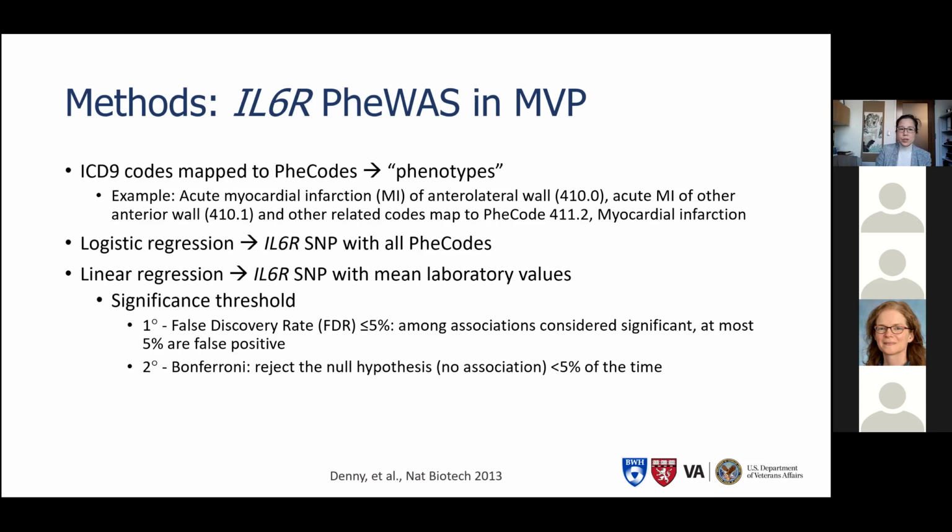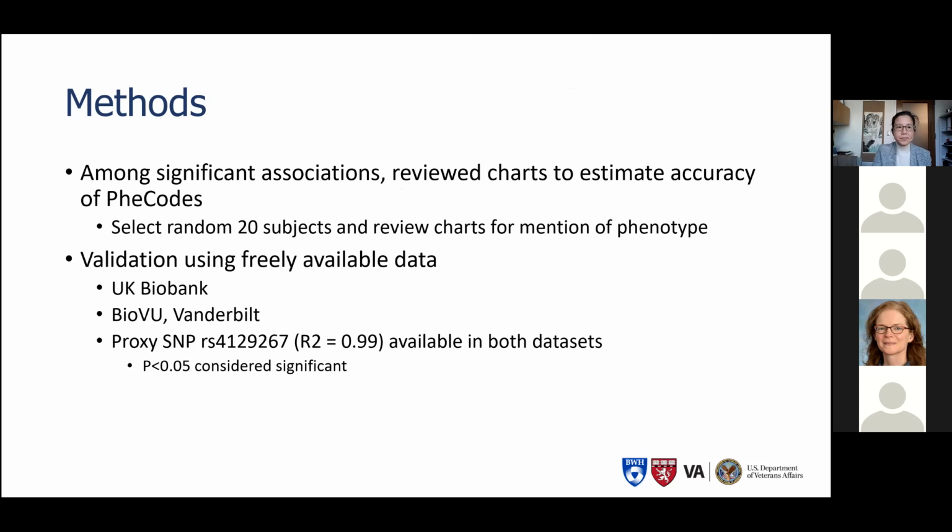For the significance threshold, we use both the false discovery rate and Bonferroni. In this case, Bonferroni is probably a little too strict because there's a lot of correlation between the Phe codes and the labs, so we ended up reporting both. Among the significant associations, we reviewed charts to estimate the accuracy of the Phe codes. As I mentioned earlier, the accuracy of ICD codes varies widely, so you want to know exactly what it is. Once you get a hit, you want to know, was it actually the phenotype that we thought it was? And so we did do chart review in addition.